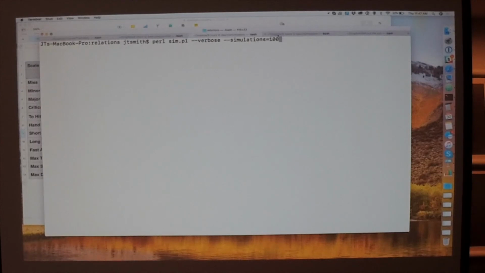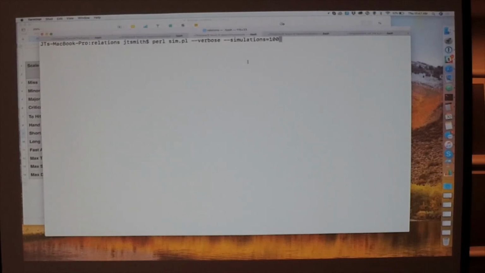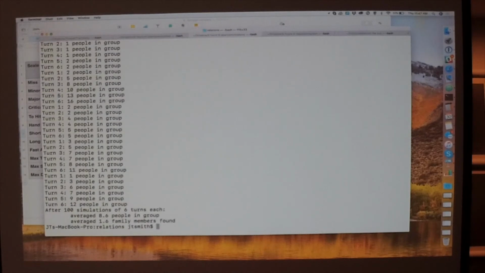I showed you this simulation before, which is a build progression. This simulation over here, what is this one? Oh, relationships. So I have a game where you're looking for family members. Over the different number of turns, how likely is it that you're going to find X number of family members based on the rules of the game, right? So I'll run the simulation 100 times quick. We'll just see what happens.